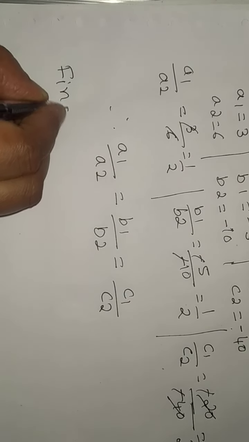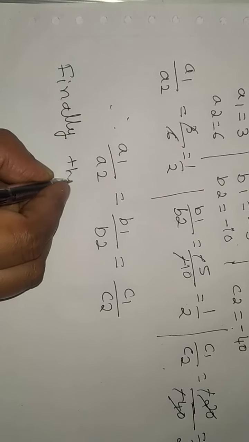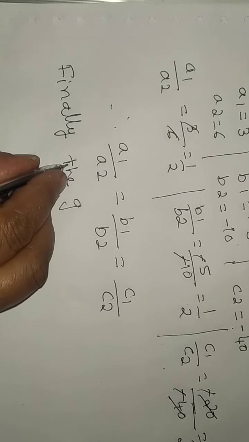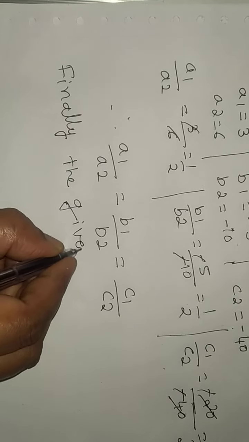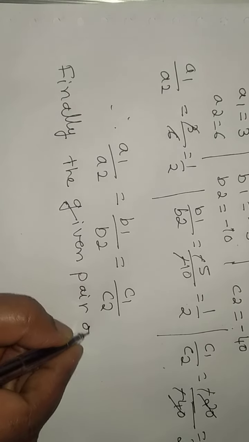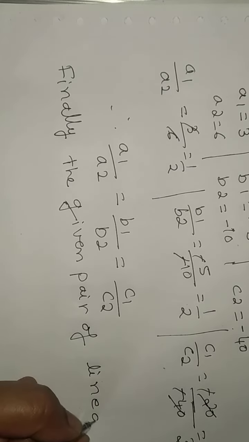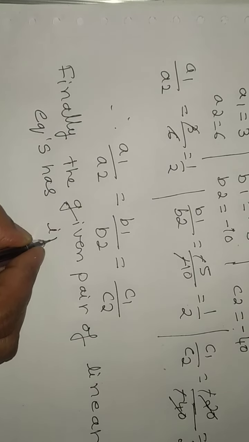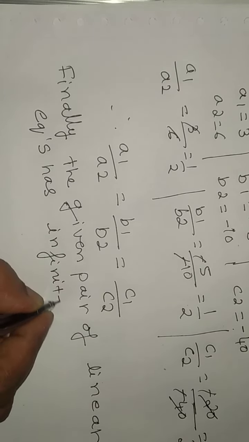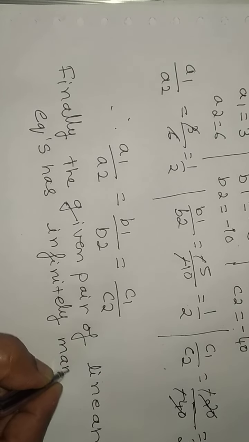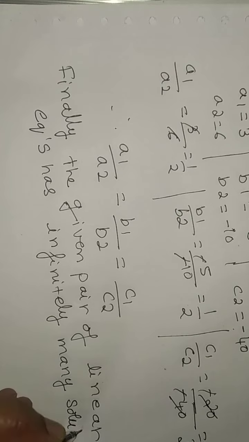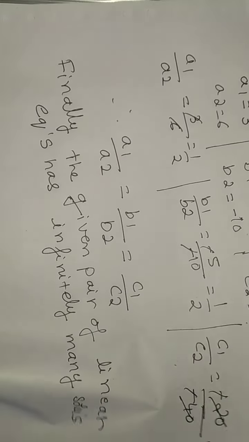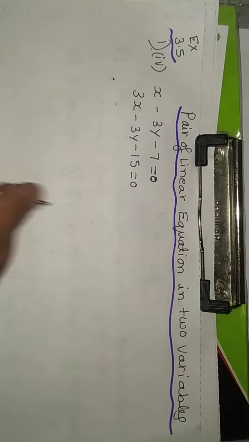Finally we can write, the given pair of linear equations has infinitely many solutions. So this is the conclusion we have to write. Solution. So we finished the third one. We move on to the fourth problem. So see the conditions. Seeing the condition, we have to write the statements.